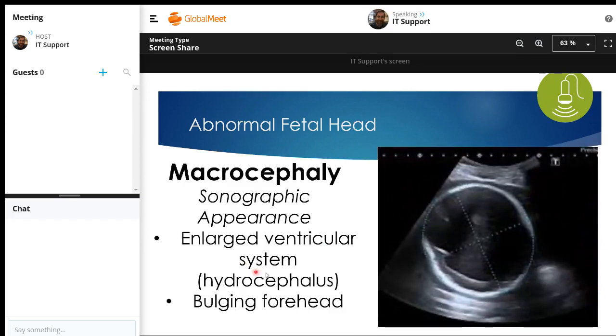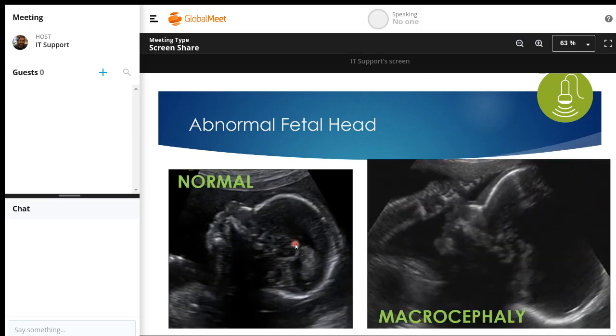Sonographic appearance is usually an enlarged ventricular system, very enlarged to the point of hydrocephalus, large collections of fluid within the brain, and a bulging forehead. Opposite of microcephaly where it slopes, we're now bulging because the head is much bigger than it should be. We have our normal profile here, and then we have our macrocephaly. You can see how the forehead is bulging. You can actually see back here, look at this huge collection of fluid in the head. This is their ventriculomegaly. So, that big head and bulging forehead.